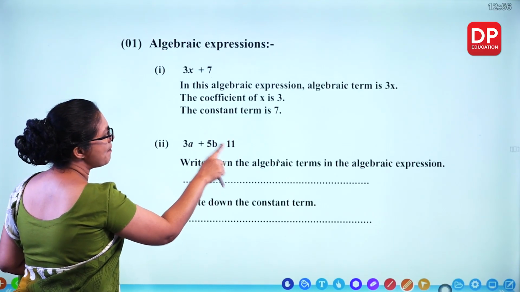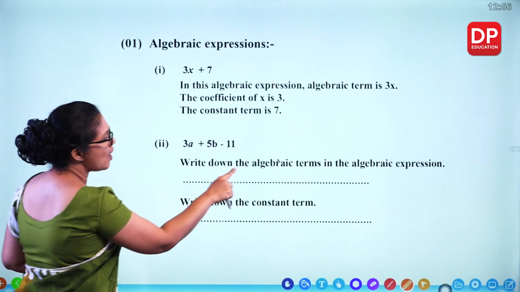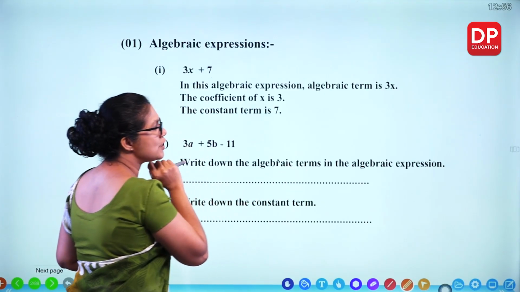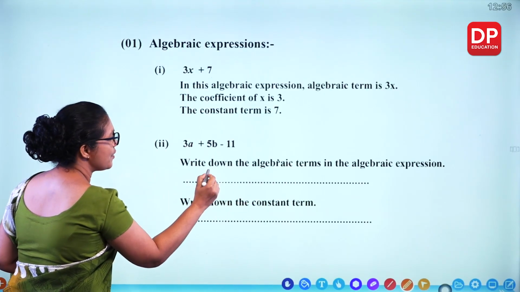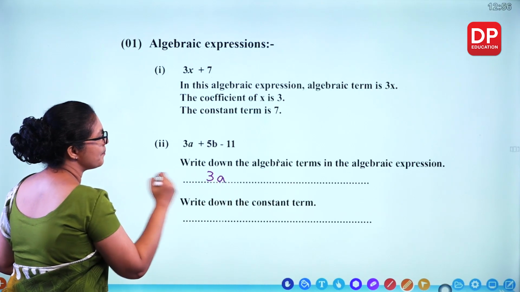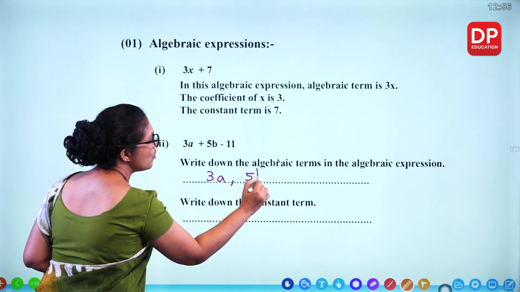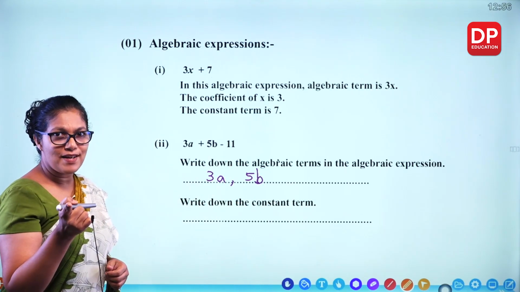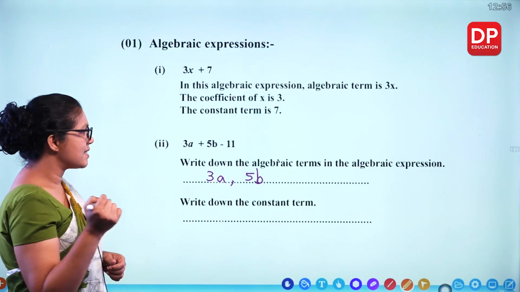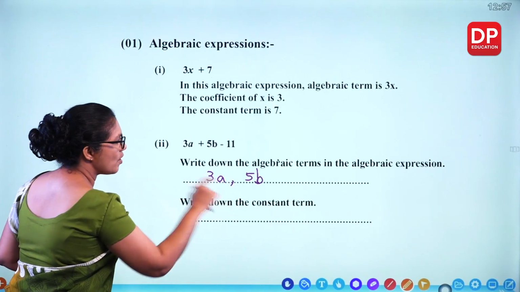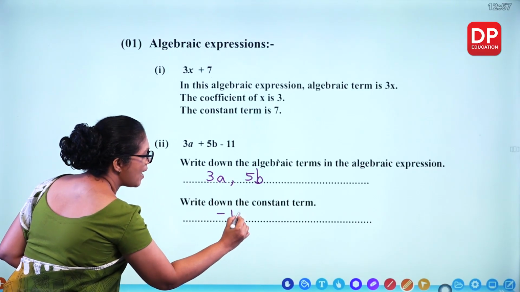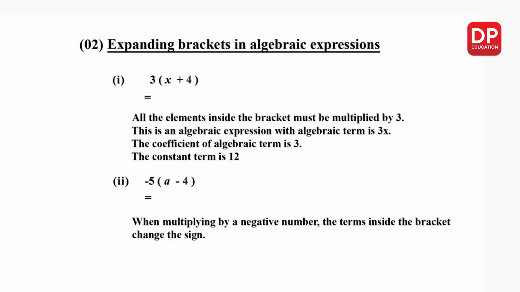Look at this algebraic expression: 3a plus 5b minus 11. Write down the algebraic terms in the expression. 3a is an algebraic term, and 5b. You can't write minus 11, because minus 11 is a constant term. Write down the constant term, that's minus 11.